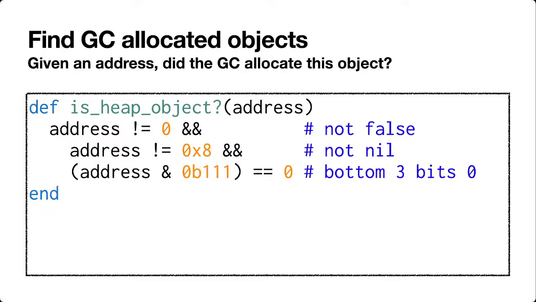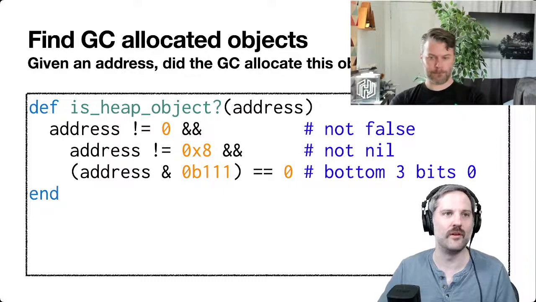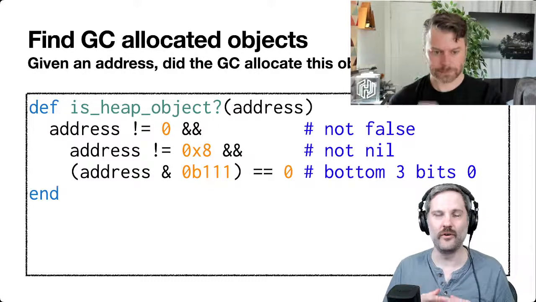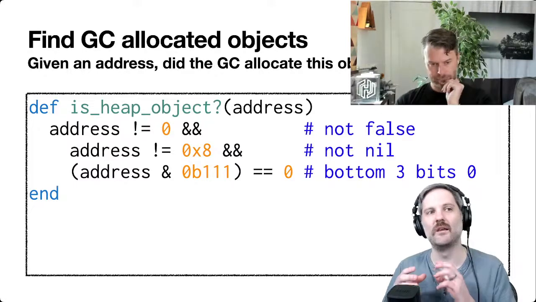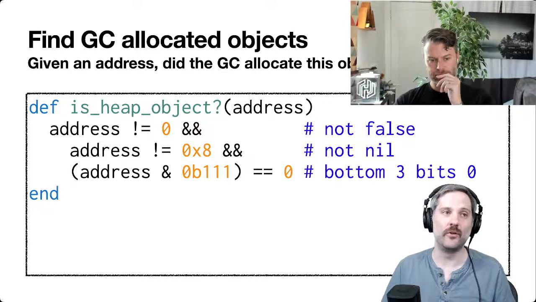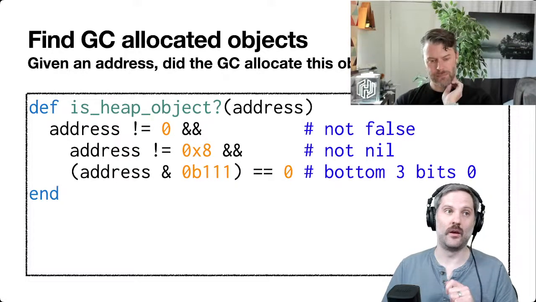So if we were to write this function of, is this a heap object, then our function would have to look like this. I can bring you back now because there's not much important on these slides. If we're gonna write a function that checks whether this is a heap allocated Ruby object or not, we have to check: is it 0? Or is it 8? And are the bottom 3 bits 0?